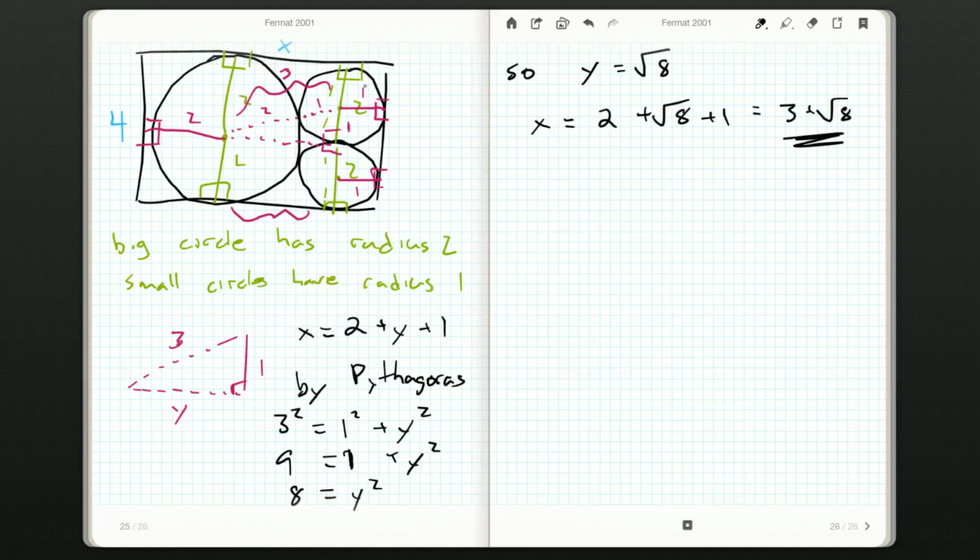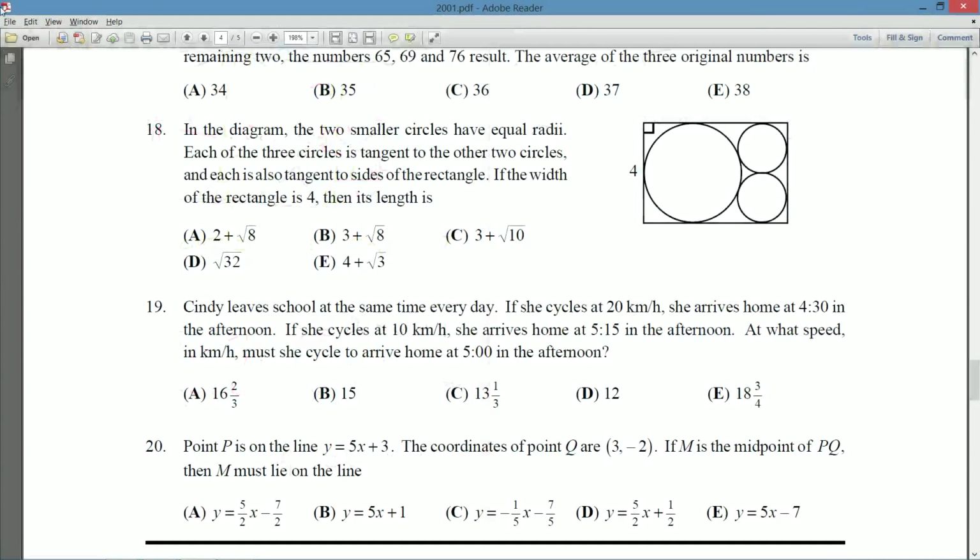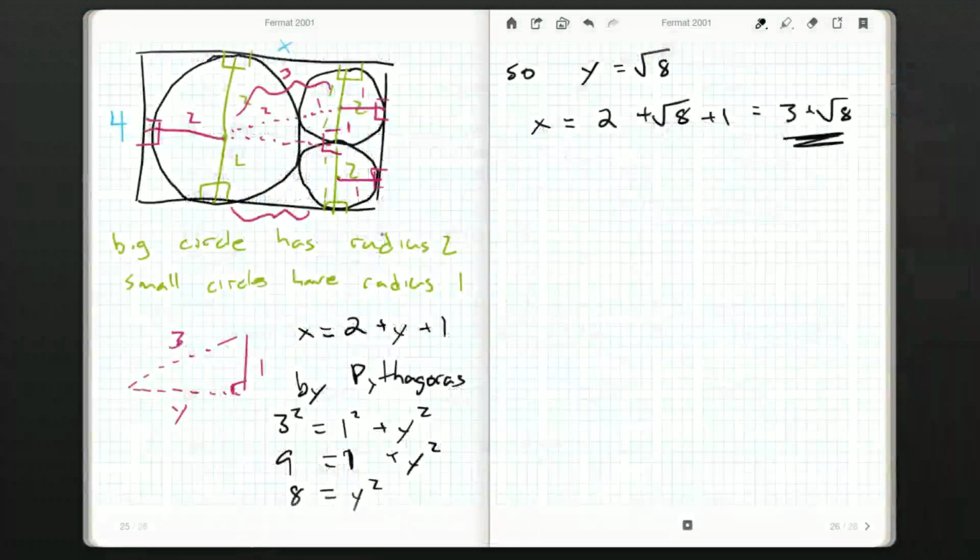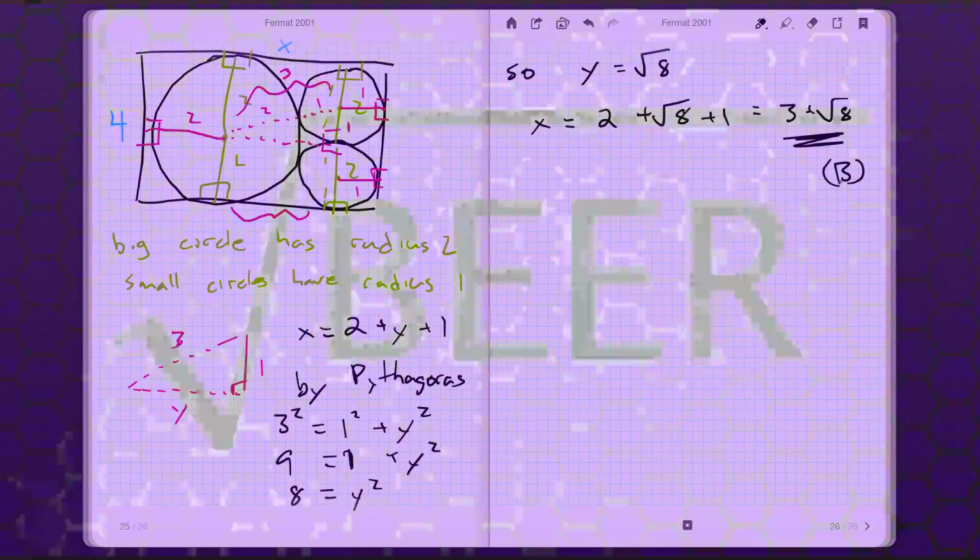Okay. And I think I saw 3 plus root 8 as one of the possible answers. It is B. So we'll bubble in B, and then we'll move right along to question number 19, and hopefully you will join me for that video coming up soon.